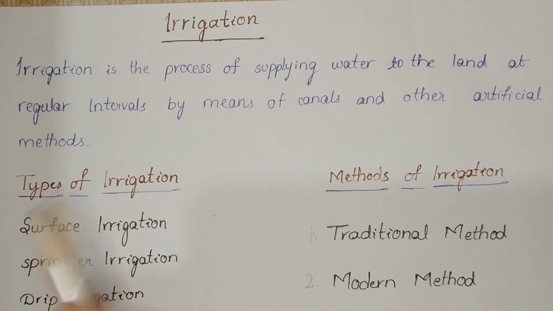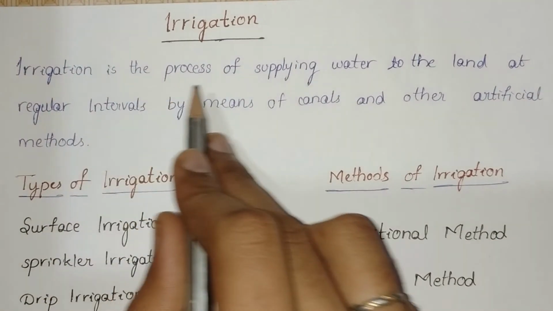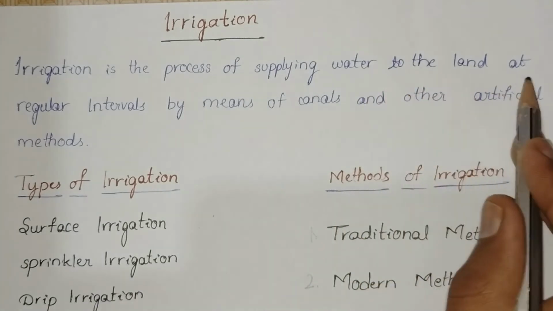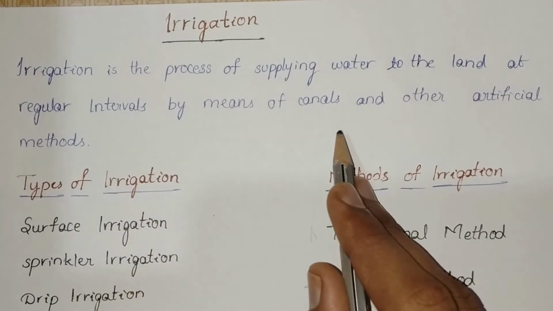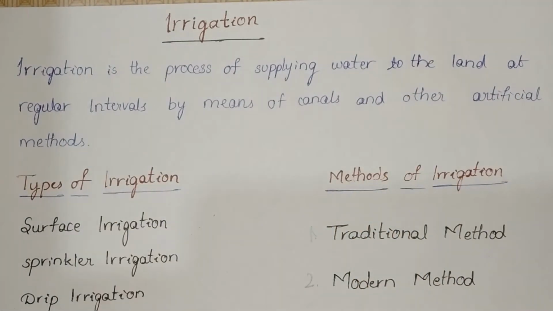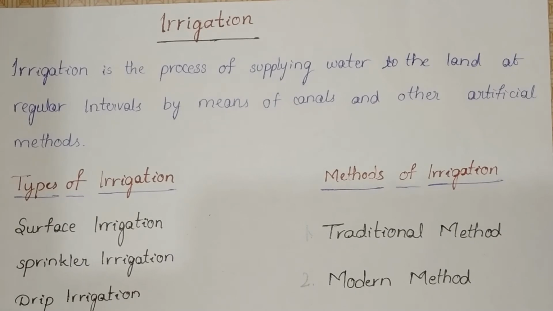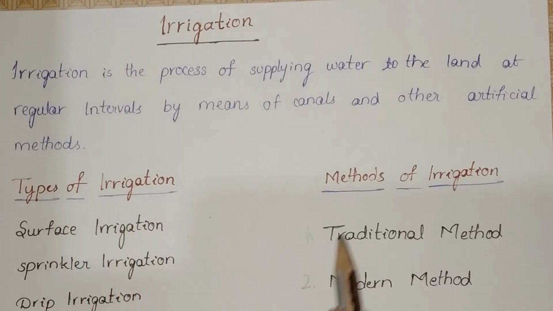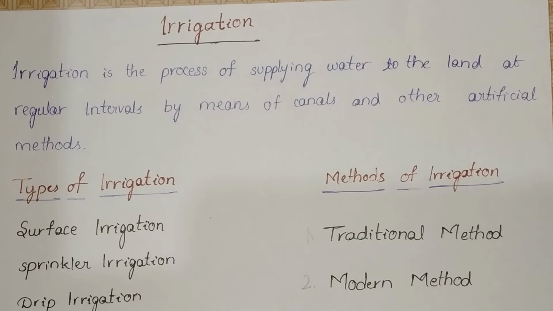First of all, what is irrigation? Irrigation is a process of supplying water to the land at regular intervals by means of canals and other artificial methods. This irrigation helps to enhance agricultural growth and maintain the landscape during the periods of less average rainfall. Not only that, in irrigation we have types of irrigation and methods of irrigation.